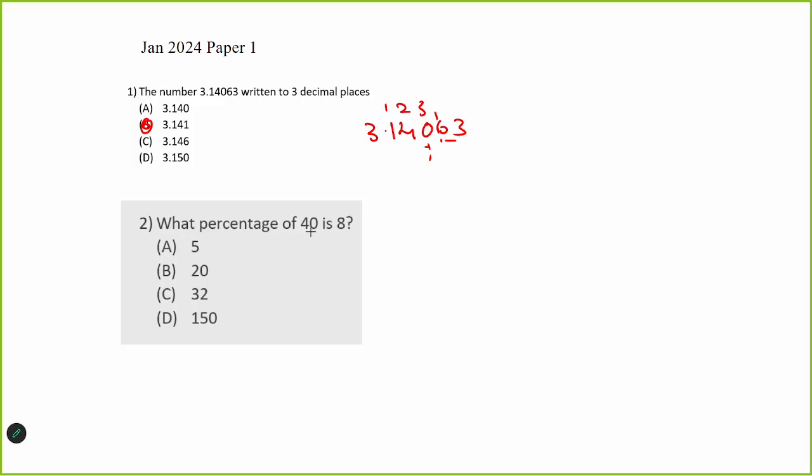What percentage of 40 is 8? We did this question already. 8 over 40 multiplied by 100 over 1. You said that 8 into 8, 1. 8 into 40 was 5. 5 into 100 was 20. So the answer was B.